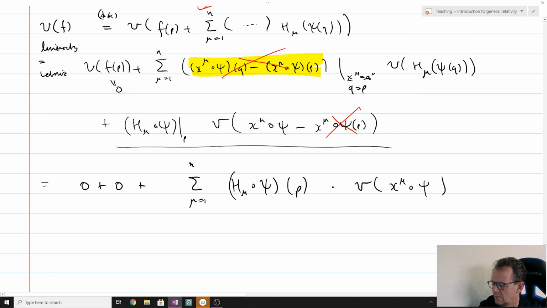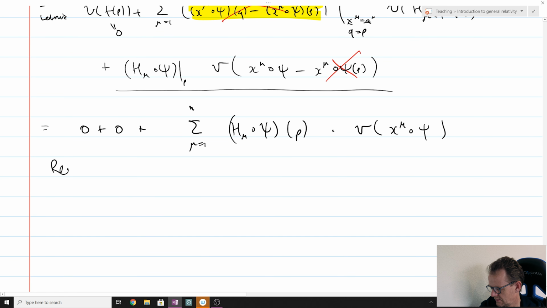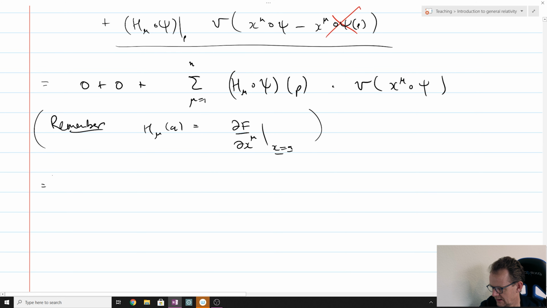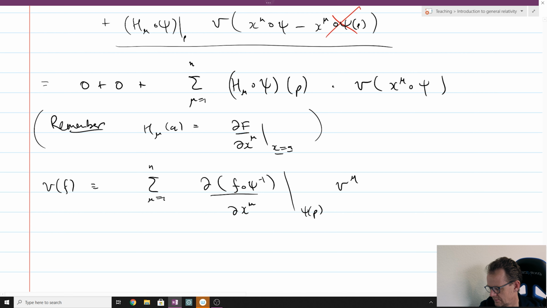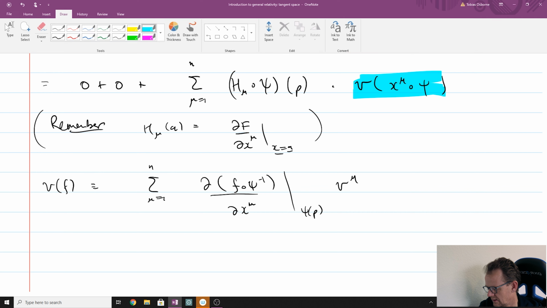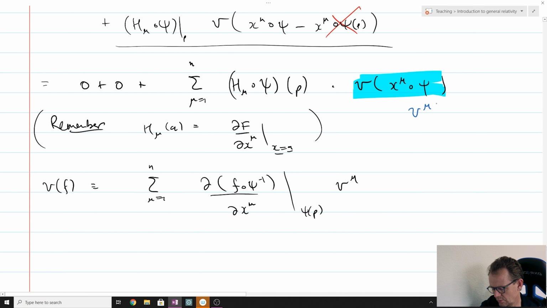And now we exploit, remember that h mu at a is df dx mu evaluated at x equals a, and substituting that information in here tells us that V applied to f is really the sum as mu goes from 1 to n of d, we've got to substitute for big F now, which is little f composed with psi inverse, dx mu evaluated at x equals a, otherwise known as psi p. And then we've got some numbers that we'll call v mu. So these blue thingies here are just some numbers which we'll call v mu.